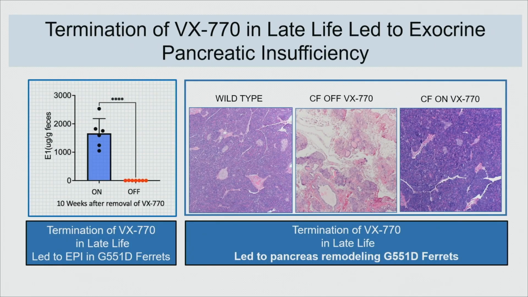So this is the first response, as you see in young ferrets with early life withdrawal. In the later life, we still see within 2 months the pancreas remodeling in the CF ferret, reestablishing the CF pancreas disease, and the pancreas develops exocrine insufficiency. So you can see here on the left graph, after 10 weeks, it is almost 0. That means the pancreas is totally trashed.